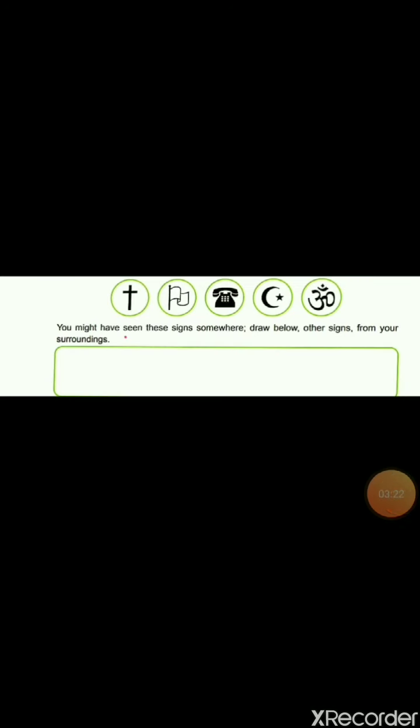Okay students, you might have seen these signs somewhere. Draw below other signs from your surroundings. You must have seen this sign, the sign of a flag, the sign of a telephone, the sign of a mosque, and you must even have seen a sign of Om. These you can see in the temples, and the phone sign you can see wherever the telephone booths are. This is a sign of a church, right? This is a sign of a flag on the temple, right? So it shows very easily that there is a temple, or a telephone booth, or a mosque, or a church over there.